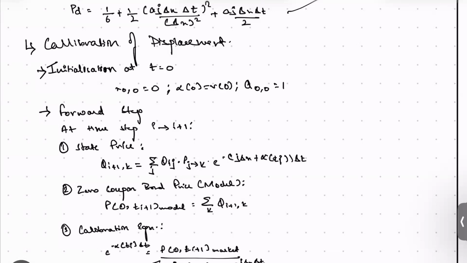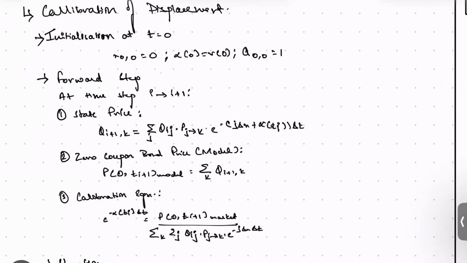At time t equals 0, the node is at x(0,0) = 0. We set the displacement alpha 0 to be the initial short rate observed from the market yield curve, R0. The initial state price is Q(0,0) = 1. The next step is called the forward step.